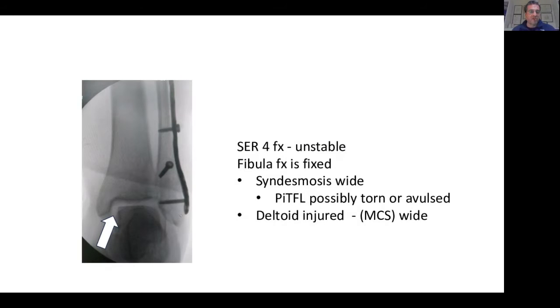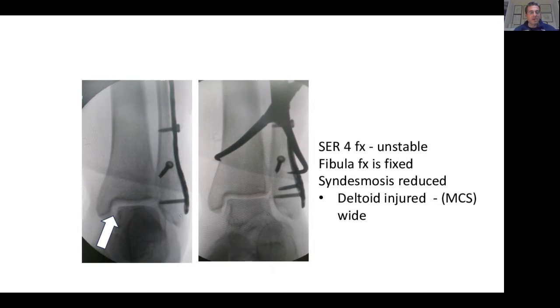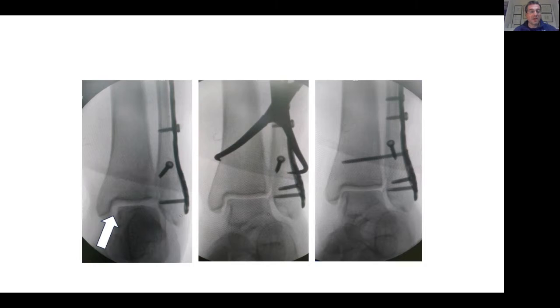So no CT scan was done. The patient was taken into the operating theater relatively soon after the injury. Fibula is fixed. Medial side is still open. Now, my colleague thought, well, if I reduce the syndesmosis with a clamp and position it there so the medial side closes, we put the screw and everything is held together.